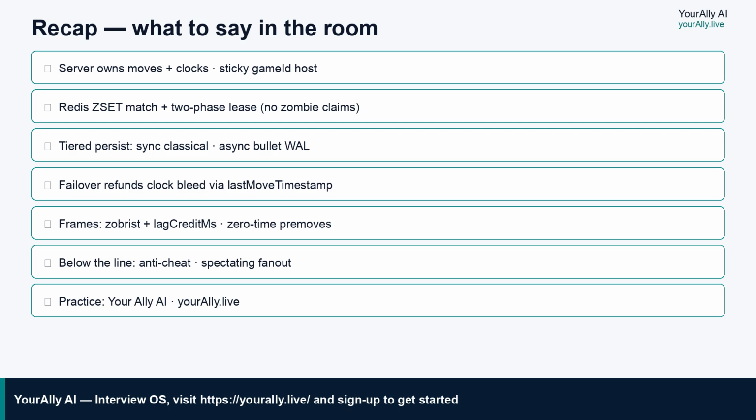Closing checklist you can screenshot mentally. Server authority on moves and clocks, sticky gameId routing, Redis match pool with two-phase lease, widen thin pools, tiered persist by time control, failover pause plus clock refund, Zobrist on frames, zero time pre-moves, leaderboard as derived view, anti-cheat named and deferred.